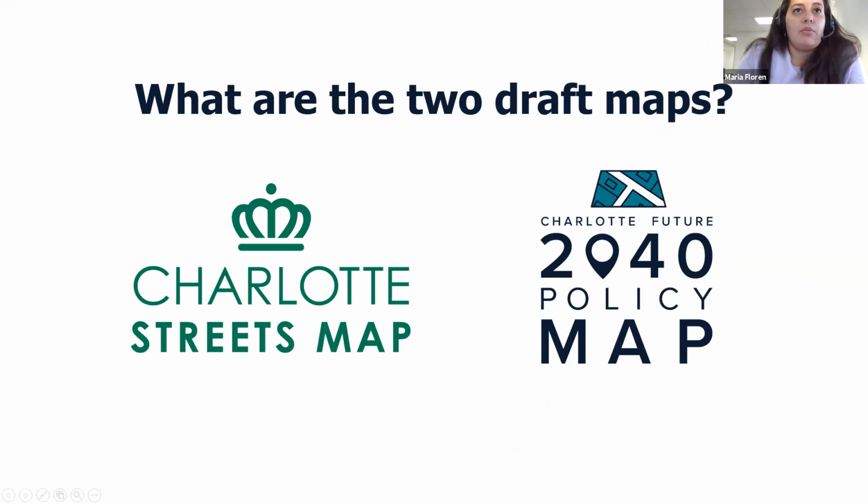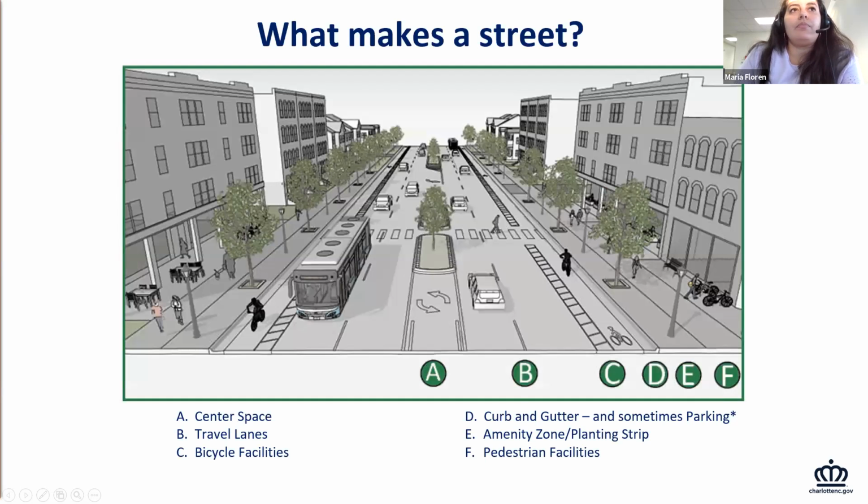So with an understanding that both maps are intended to help implement the vision of the comprehensive plan, and that they'll both help inform the city's built environment over time, we're going to take a closer look at the Charlotte Streets map and policy map. Before going into the details of the map itself, it's helpful to briefly consider what a street actually is. A street looks, feels, and functions the way it does based on all of the pieces that are built from building front to building front. And all of the components are important.